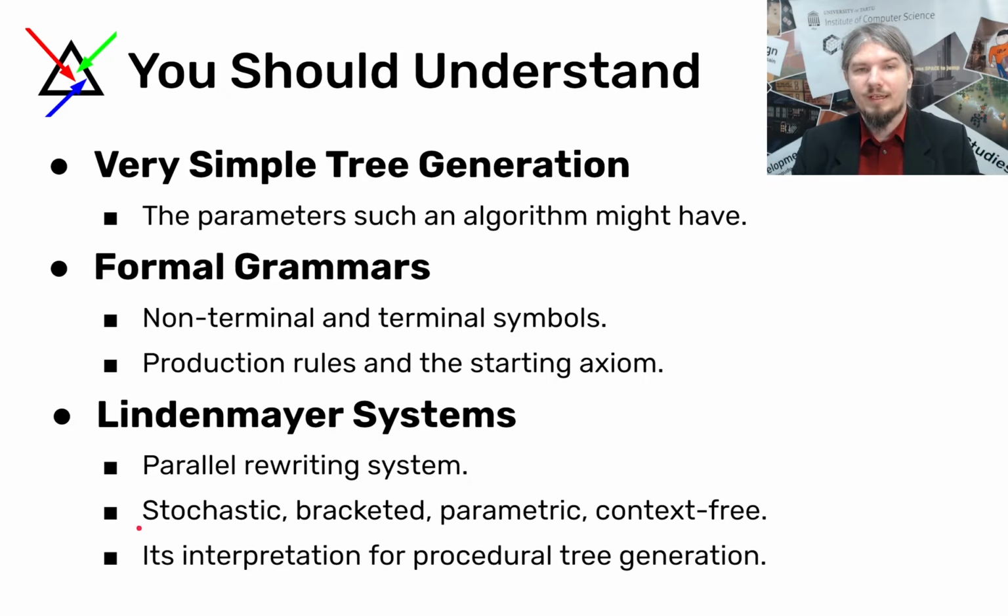We saw versions of Lindenmayer systems that are stochastic, so there can be different rules with the same left-hand side, each having a probability that that particular one will be picked. We saw a bracketed system for these tree branches. We also saw parameters and how we can encode them in the string, for example different rotation angles and lengths of our tree segments. And we used context-free L systems. So we always replaced the full left-hand side when using the production rule. And we saw how we can interpret these strings that L systems give us for procedural tree generation.